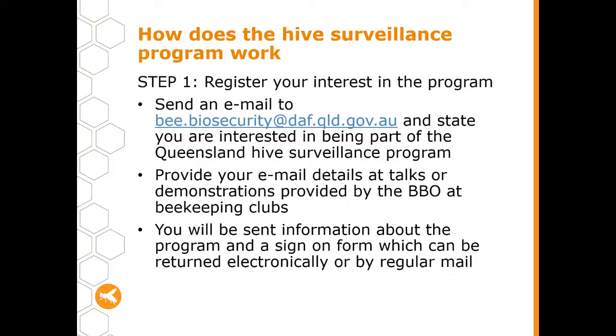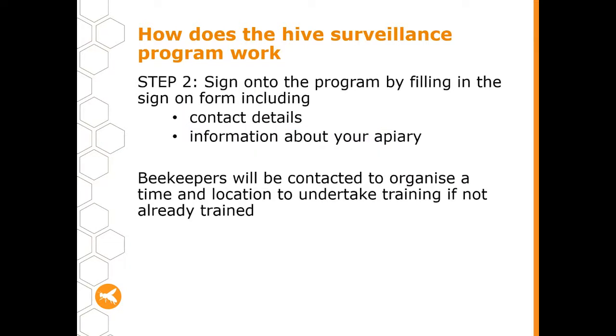And at those talks, I'll also have some of those sign-on forms if you want to pick one of them up. And I'll be providing them as well, of course, to your local beekeeping clubs. Now, to sign on to the program, there's just a fairly brief form, and we're asking for some contact information and some information about your apiary. And once we have that information, we're going to contact you to organise you to undertake some training.